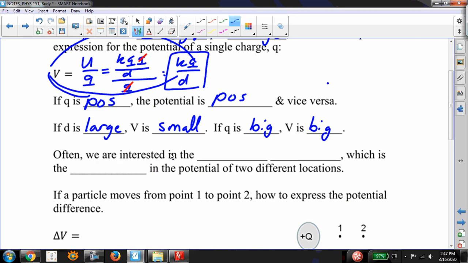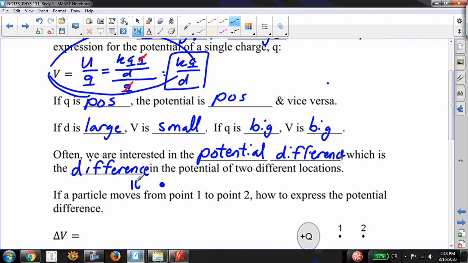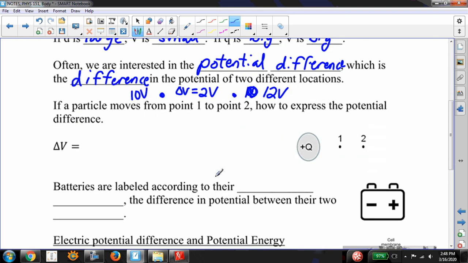Overall, we're going to be interested in the potential difference, which is the difference in the potential of two different locations. So a charge at this point might have a potential of 10 volts, and a charge over at this point might experience a potential of, say, 12 volts. The difference in these two, delta V I'm going to call it, will equal 2 volts, just 12 minus 10. If a particle moves from point 1 to point 2, how do we express that potential difference?